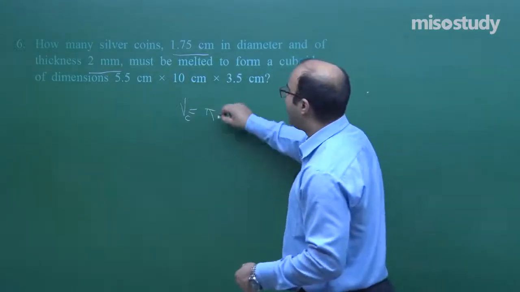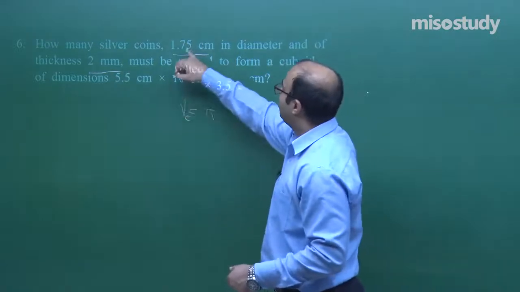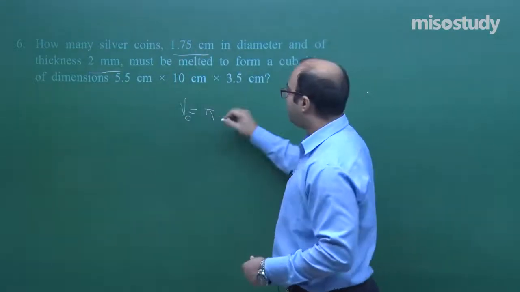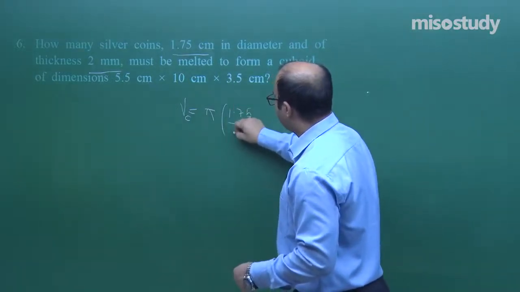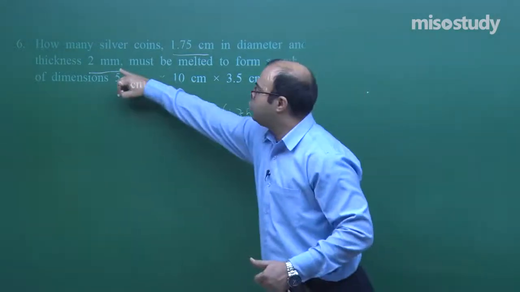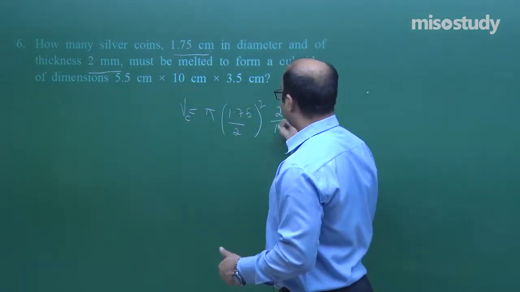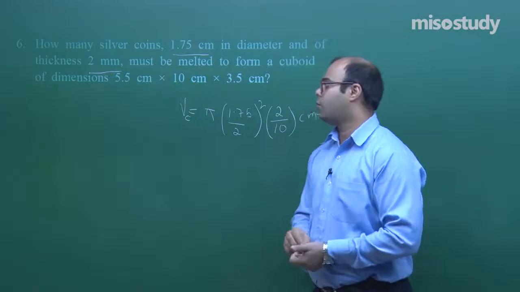volume of cylinder. 2 millimeter is its thickness and 1.75 centimeter is diameter. So radius is half of it. So 1.75 divided by 2 whole square, this is pi r square, into h, that is 2 millimeter height. So we change it into centimeter by dividing by 10. So 2 by 10 centimeter cube will be the volume of one particular coin.